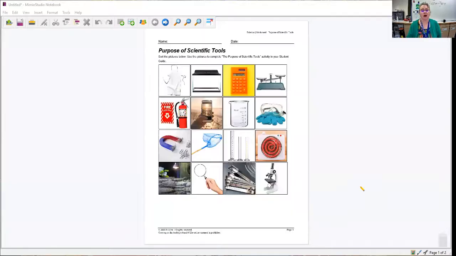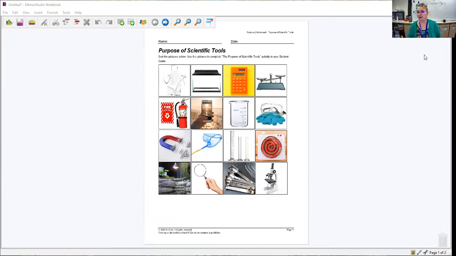Right now, I'm just going to go over the offline lesson for 1.2. So let me share my screen, and here we go. Okay, so for the offline lesson, lesson 1.2 is talking about scientific tools and what their purposes are. So we basically have three categories of purposes for scientific tools.